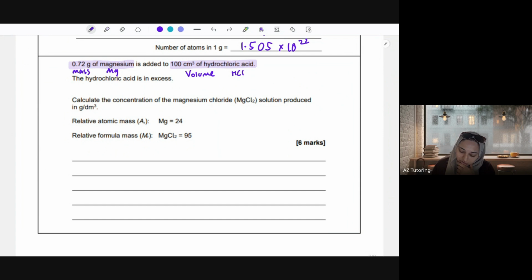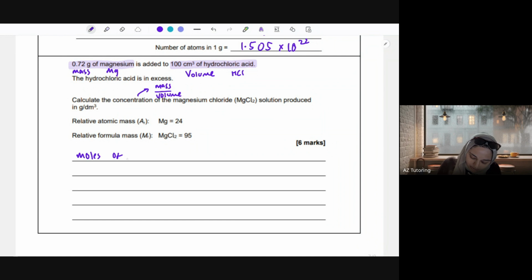It says calculate the concentration of magnesium chloride solution in grams per decimetre cubed. So concentration is just mass divided by volume, which we can see explicitly in the units anyway, grams per decimetre cubed, so mass divided by volume. And they've given us a relative atomic mass. 6 marks. So what I probably would start with is actually finding out the moles of magnesium.